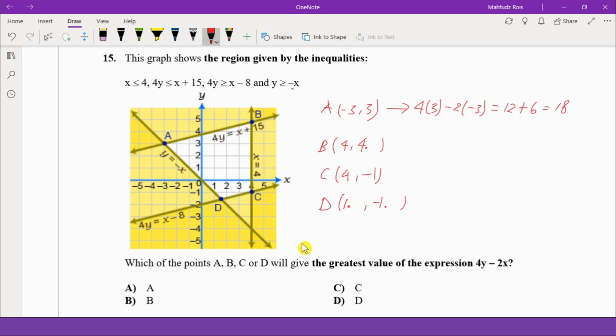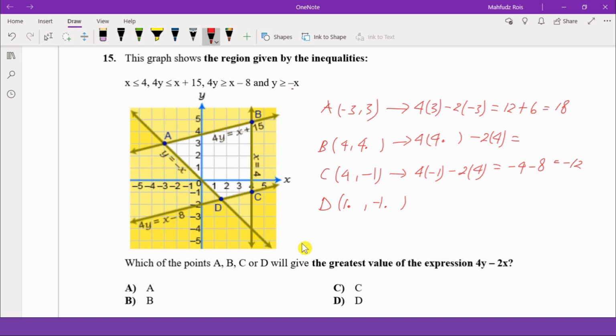And then for C, 4 times minus 1, because y is minus 1, minus 2 times 4. So here it will be minus 4 minus 8, and it will be negative 12. And then this one, for y is 4 point something, minus 2 times 4, because x is 4. So here it will be more than 16, minus 8.